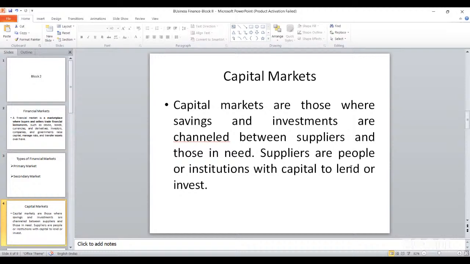Now, coming towards your capital market. What do you mean by capital market? Capital markets are those where savings and investment are channeled between suppliers and those in need. Suppliers are people or institutions with capital to lend or invest. In simple terms, capital markets are where we deal with savings and investment. That means these savings and investment are distributed between suppliers and buyers. Those in need means buyers only.